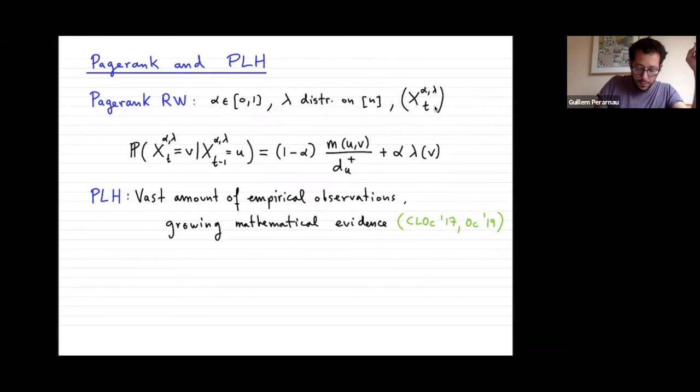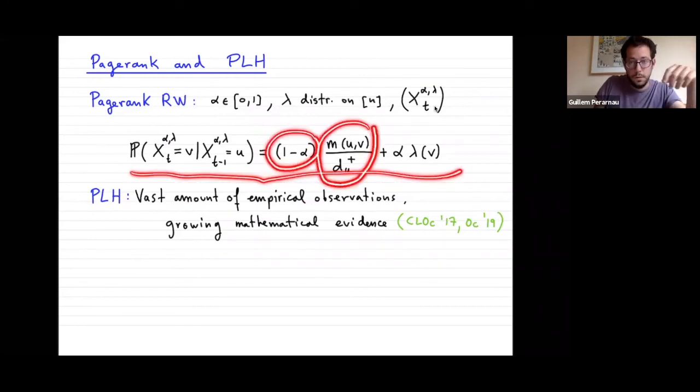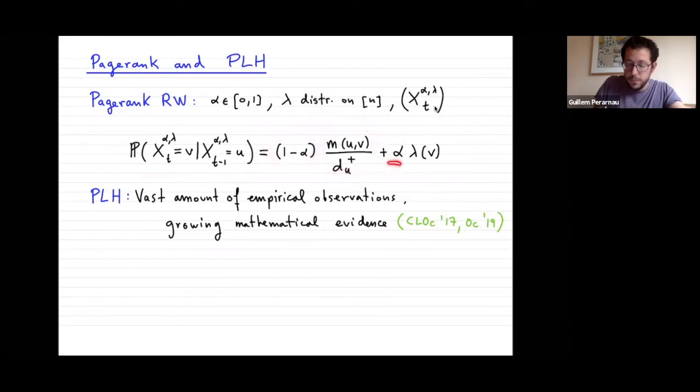So here I just put the expression. With probability 1 minus alpha, you do the same that you used to do before: you just follow your random walk. And with probability alpha, you move to a random place according to this distribution lambda. And this power law hypothesis, as I said before, comes from the PageRank random walk, because this is what people are interested in. As I said, there are a lot of empirical observations that suggest this should be the case, and also there has been some mathematical evidence in the last years.